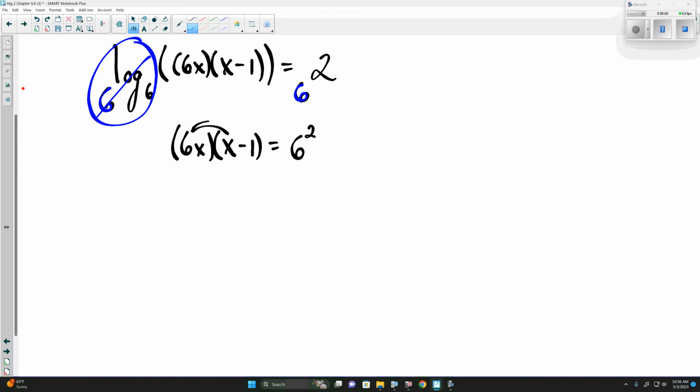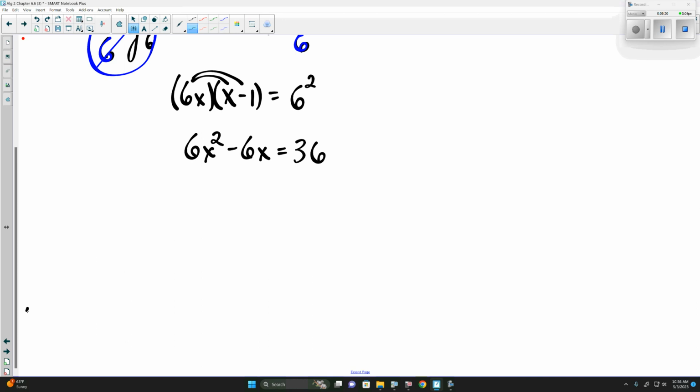Now at this point here, we can distribute the 6x. 6x times x is going to be 6x squared. 6x times negative 1 is negative 6x. And 6 squared is 36. Now again, we have a quadratic, so we'll need to get this equal to 0. So we can subtract 36 from both sides, telling us 6x squared minus 6x minus 36 is 0.